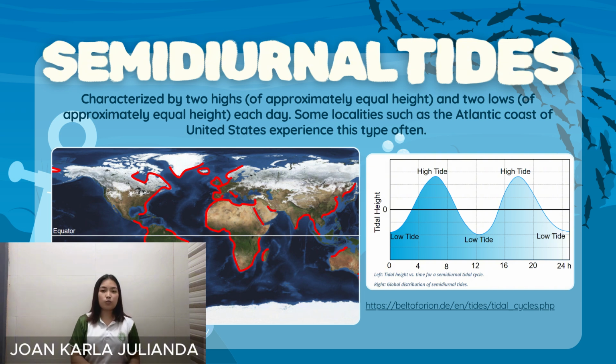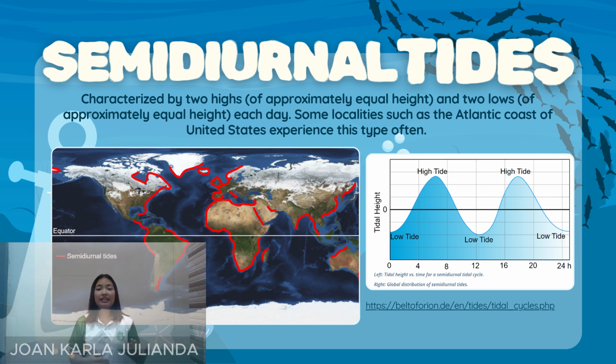So as you can see in the picture, pantay lang yung height and yung level ng waves dito sa ating semi-diurnal. Nakikita din natin na dalawa yung waves ng each low and high tides. So each day, ito ang nararanasan sa dagat ng mga places gaya na lamang ng Atlantic coast sa Amerika and also yung ating East African coast.